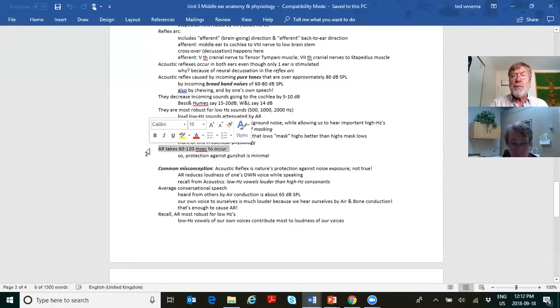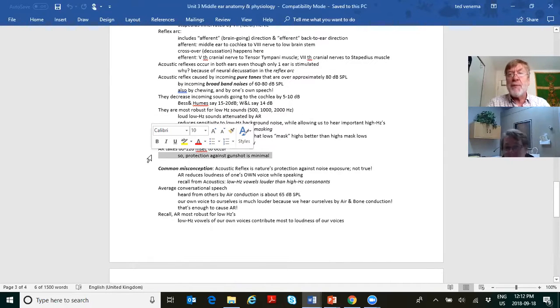They take a couple of milliseconds to occur. So the very fact that they aren't instant tells you that a gunshot is going to beat the acoustic reflex, okay? A loud, sudden loud sound will occur before the reflex can contract and cause the middle ear to work more poorly. So gunshot is often a sound that is not really protected well by the acoustic reflex.